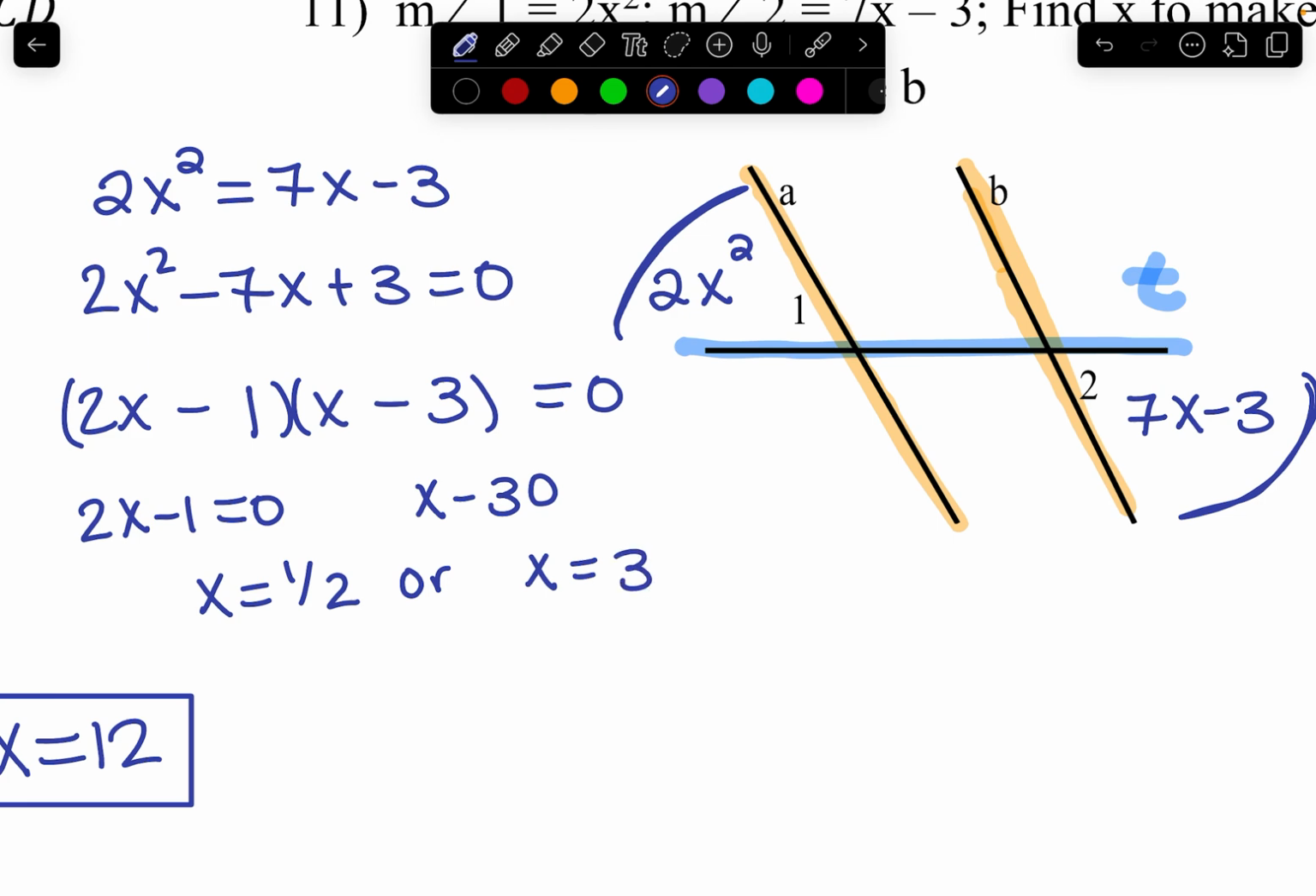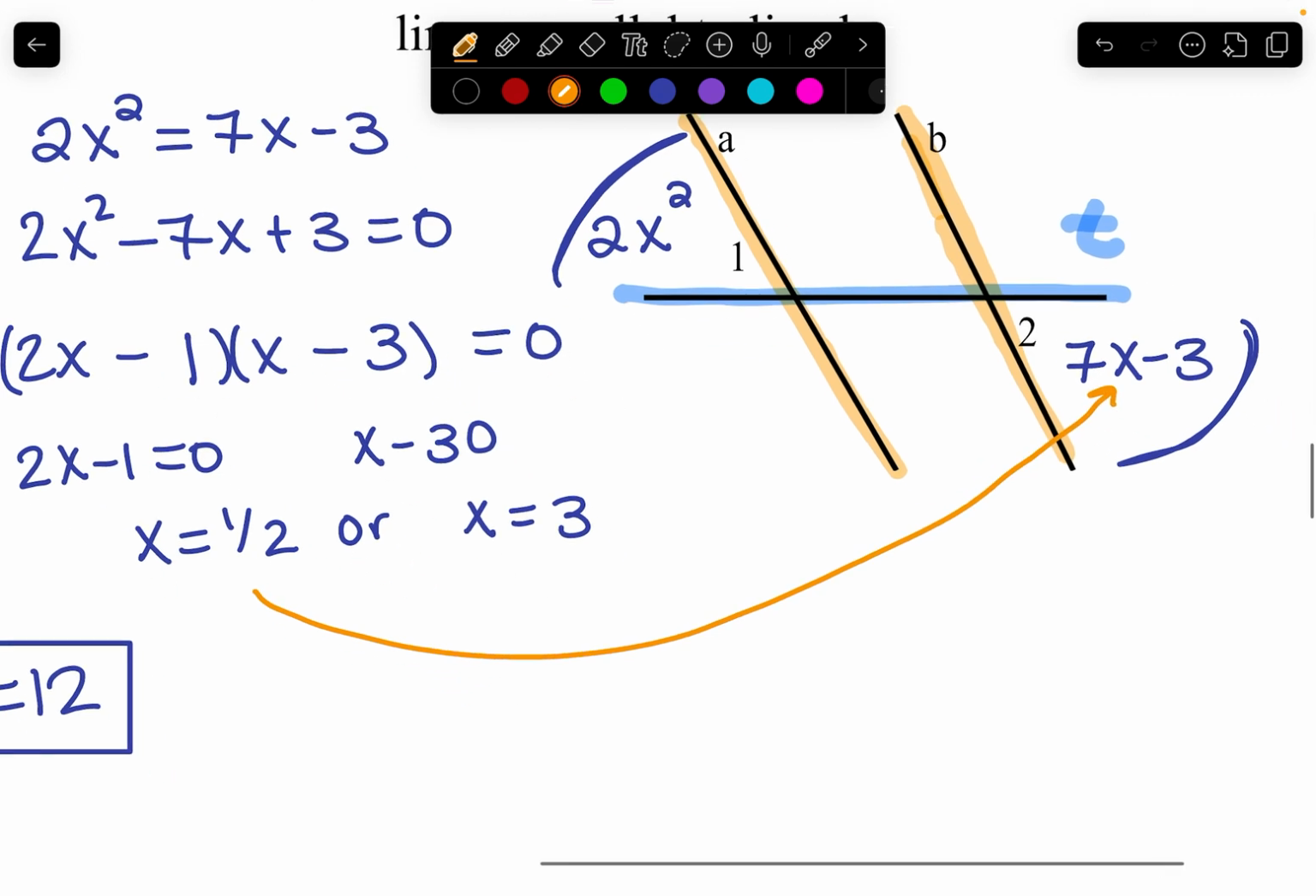Now I need to check both to see if they both work, because they're both positive, which doesn't happen super often. So when I plug these into my angles, I want to make sure that whenever I plug this in for x, they give me a nice positive angle. It's okay if they give me a weird fractional angle, but I just want to make sure that it gives me something that is not negative. Okay, so that seems weird. 7 times 1/2 minus 3 is 1/2. So this angle is 1/2, which works.